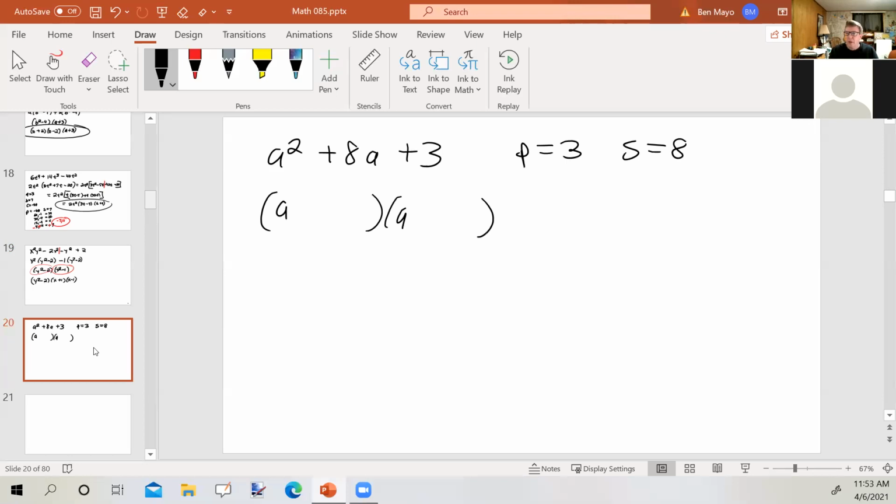Well, to get a positive product of 3, we need 2 positive factors or 2 negative factors. But if the numbers are both negative, their sum wouldn't be 8. So the numbers have to be positive. 3 and 1 are the only possibilities, and that does not add up to 8. So what's the conclusion?